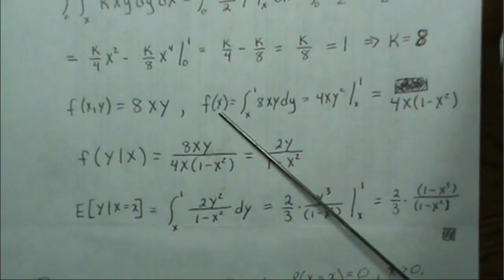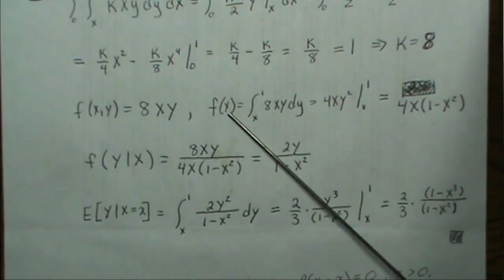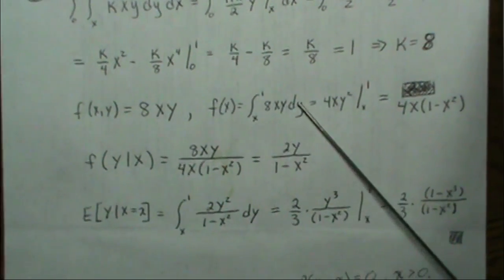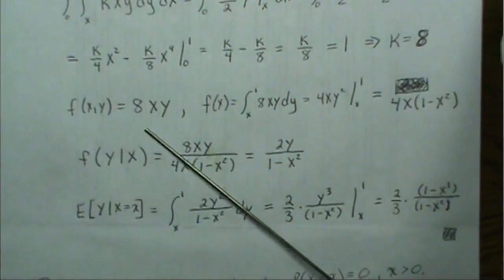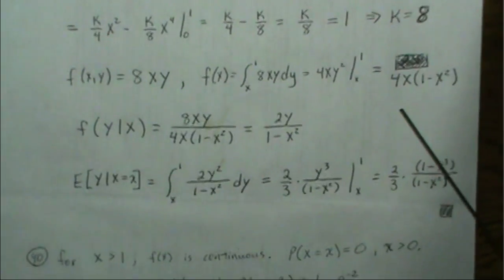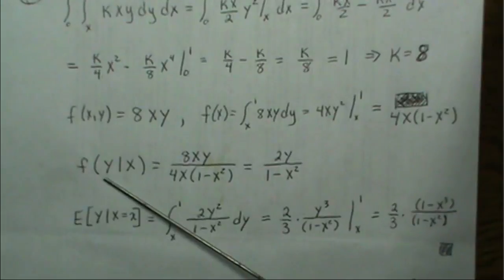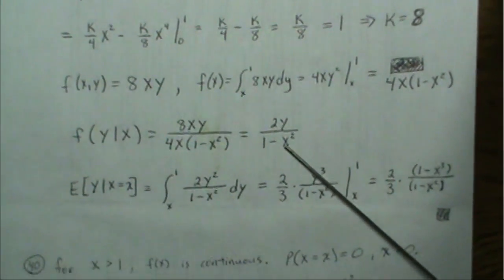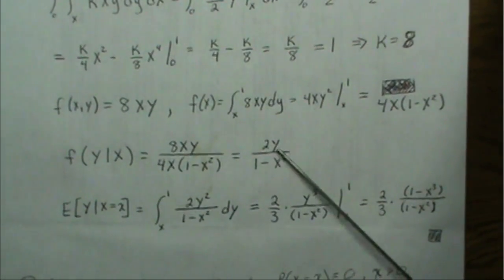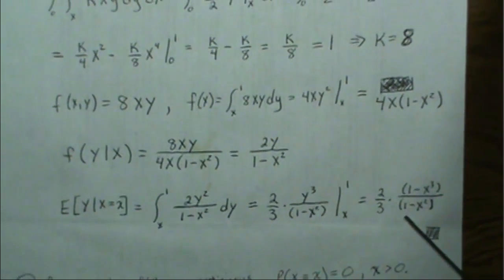So then, to find f of x, and we need f of x to find the conditional density here. So f of x is we integrate out y of our joint density, and then we come up with 4x(1 minus x squared). So we take our joint divided by our marginal, and then we get the conditional of y given x, which is this. Now to find the expected value of y, we just add a y and then integrate it over all y, and we come up with this.